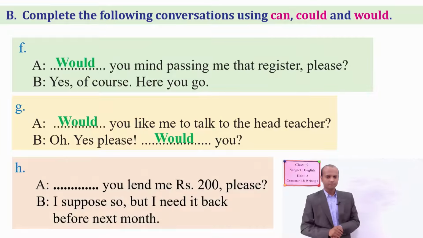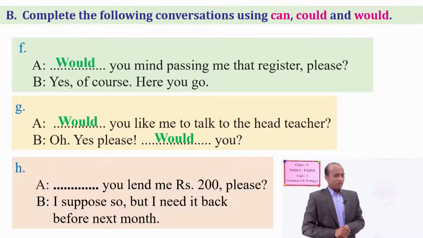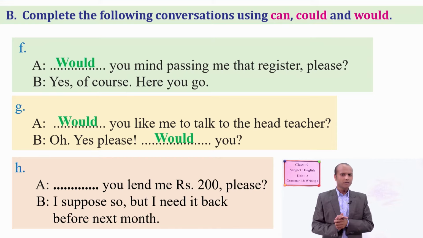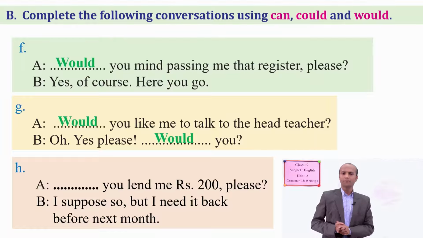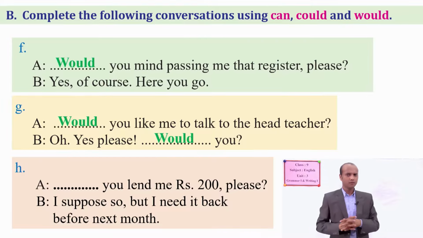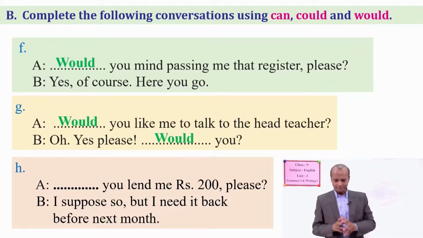H. A: You lend me rupees 200, please? B: I suppose so, but I need it back before next month. So this is a possibility of, let's say, giving 200 rupees to somebody else. What do you think? What should be there? Definitely, could should be there.